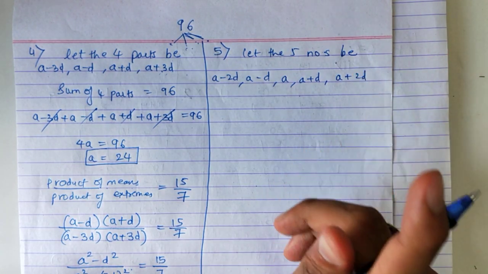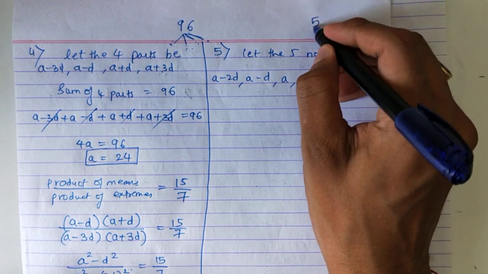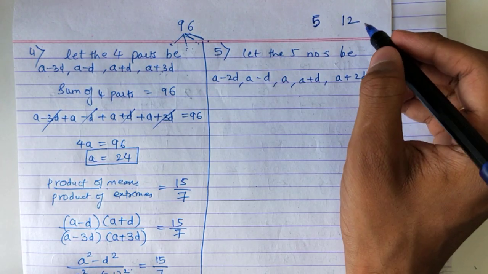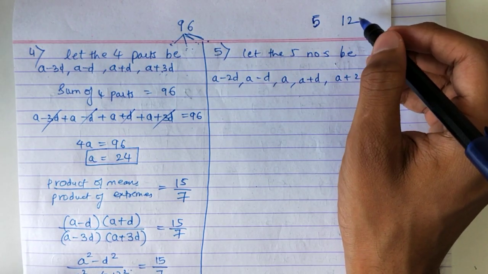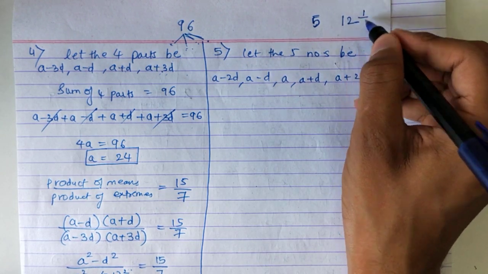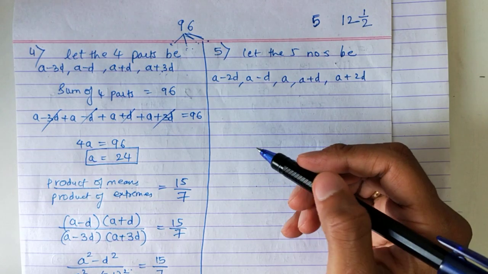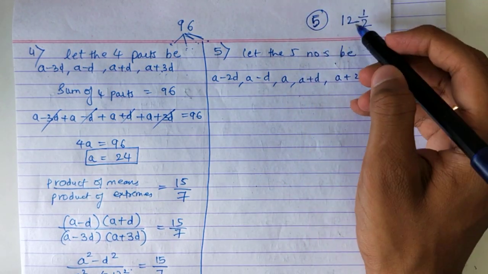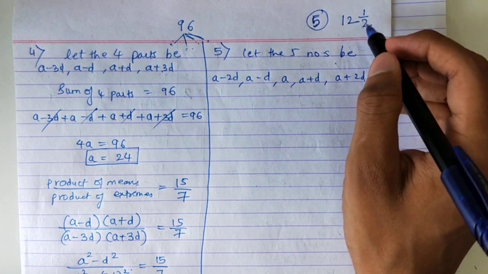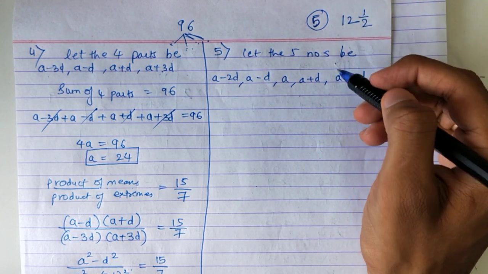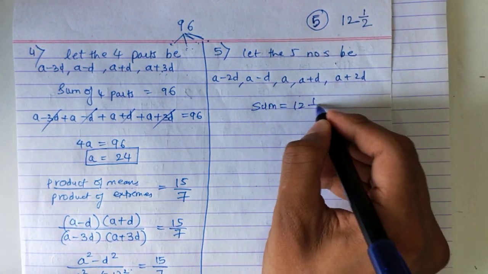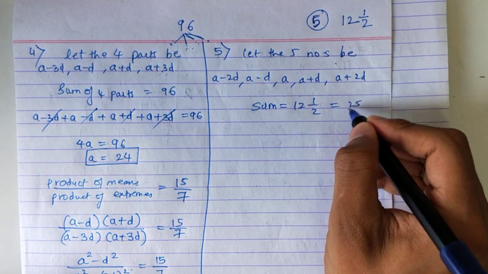See, in this question, in your textbook, this is the 5th sum I am talking about. In your textbook, they have given the sum as 12. But there is a printing mistake, because I don't know about the new textbook. They might have rectified it. But if not, that is not 12. It is 12 and a half. Find the 5 numbers in AP whose sum is 12 and a half. It should be 12, 1 upon 2. This half is missing there. So they have given the sum as 12 and a half. 12 and a half means I can say it is 25 upon 2.